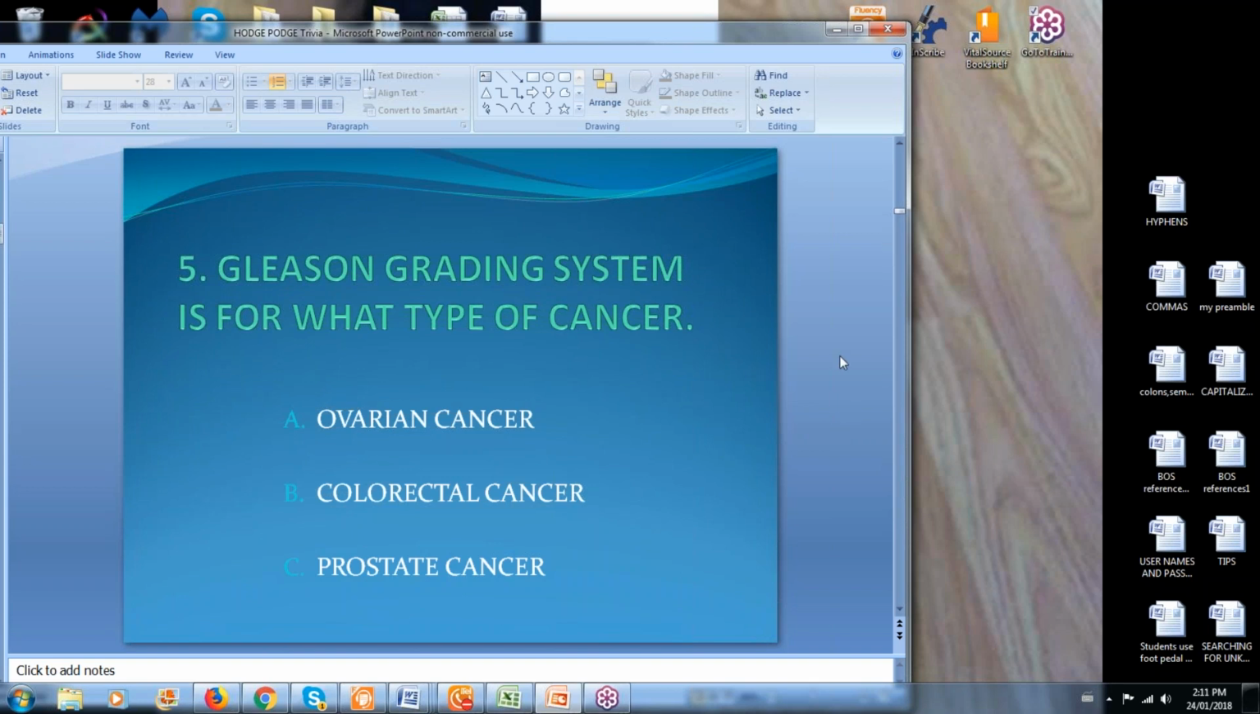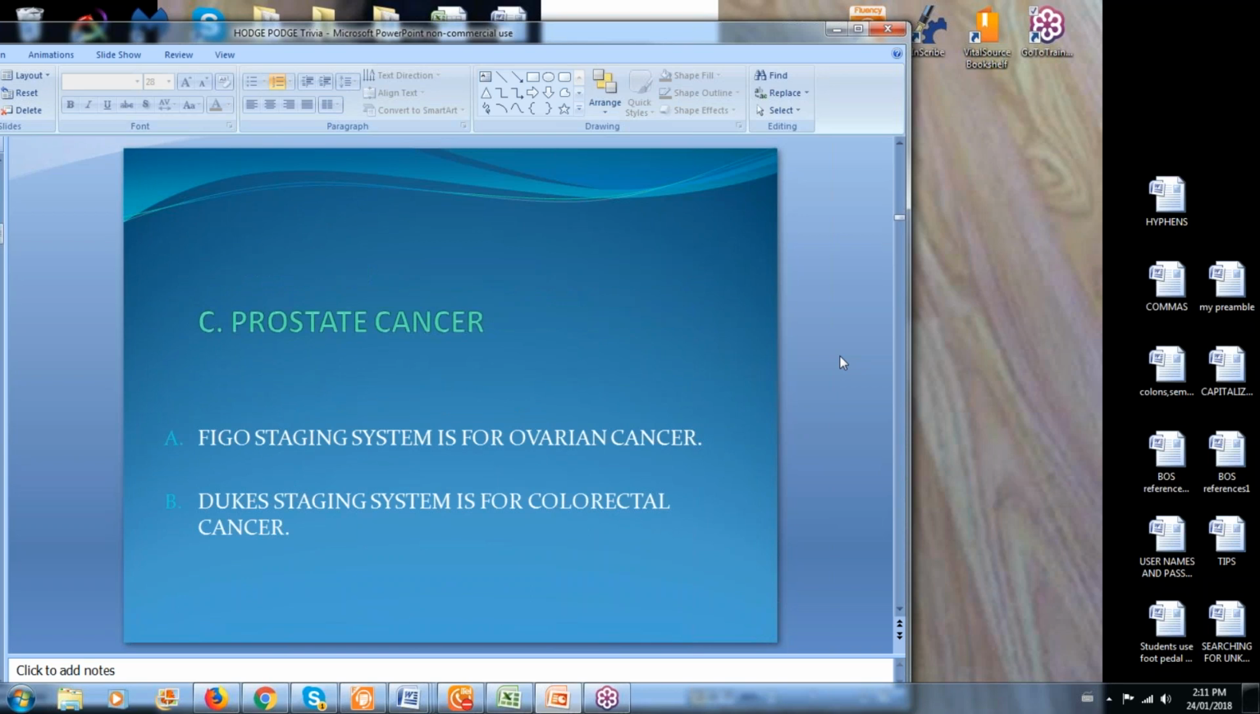Okay, let's see what the answer is. C, prostate cancer. So A, for the ovarian cancer, that's the FIGO staging system, and Duke's staging system is for colorectal cancer. Okay, and you can find that too. It's in the Book of Style.